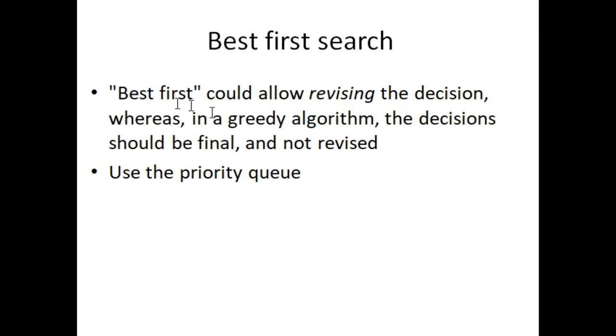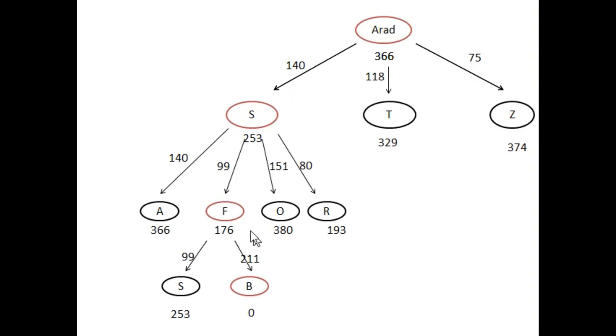So just look at this point. The best first search could allow revising the decision, whereas in a greedy algorithm the decisions are final and not revised. So this is the main difference between the best first search and the greedy best first search. Look at this example which we covered in our previous lecture: this is the problem of the Romania country map. We are moving from city A to B.